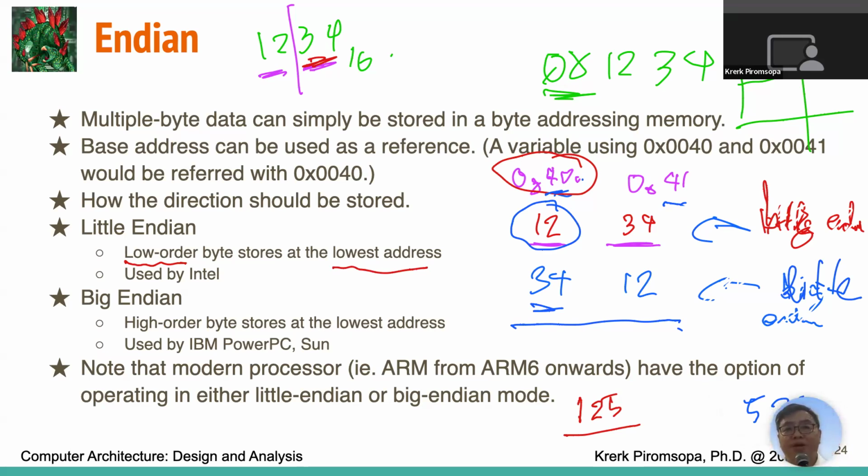That's Intel, okay, and big endian: on the left we start with the low address and we write the high order, the more significant part. So you read the first byte, you get the high order. This one is used by ARM or IBM PowerPC, several processors use big endian. I would say only Intel uses little endian.